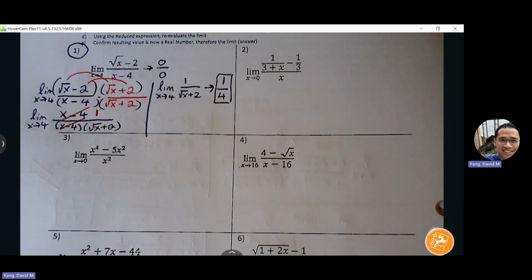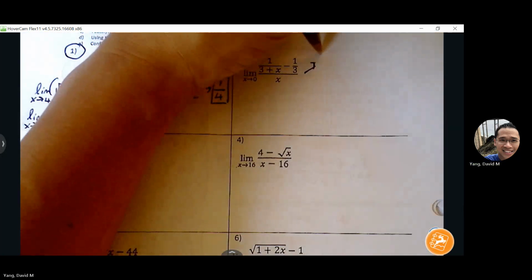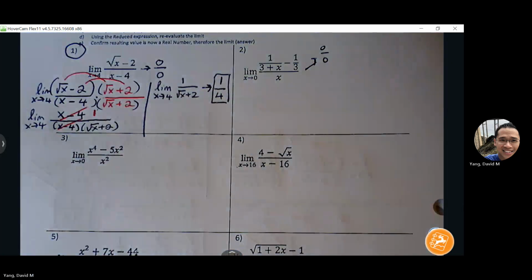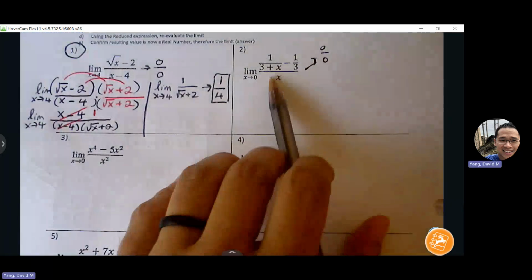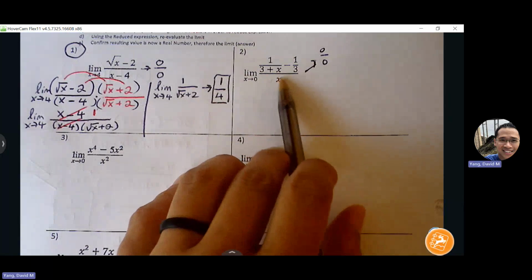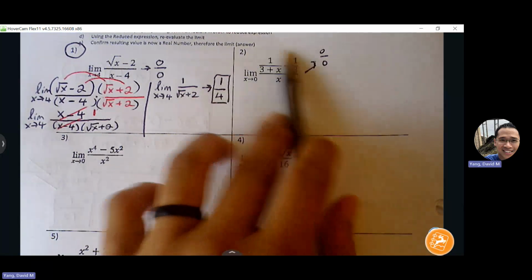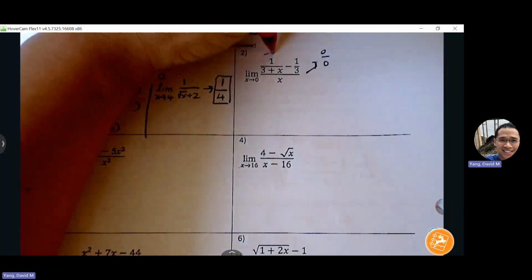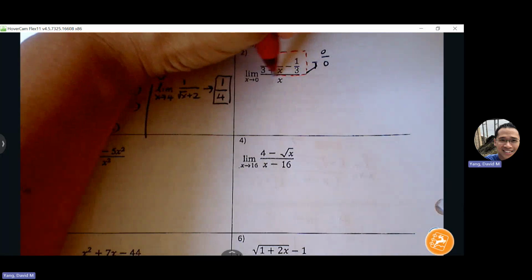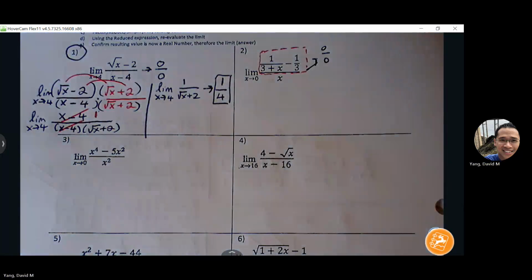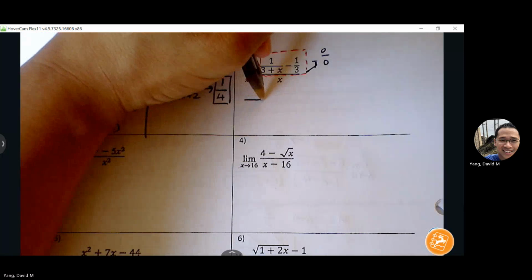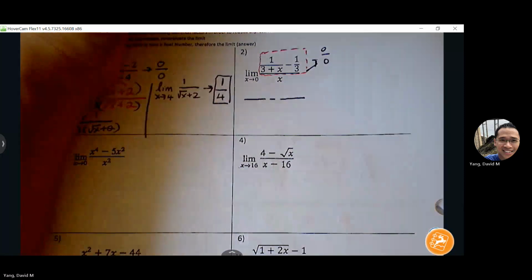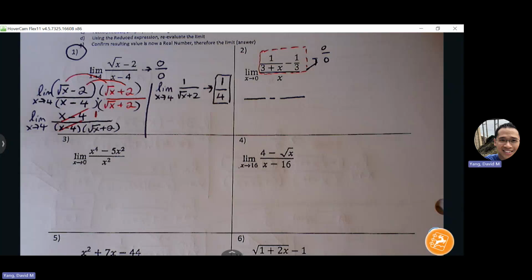Okay, so number 2, first things first. 0 over 0. Okay, look at the denominator. There's an x. So that should tell you that there's an x hiding up here that we're going to look for, but we're not going to be able to find it until we do common denominators and merge them together. So I'm going to focus my attention again here.